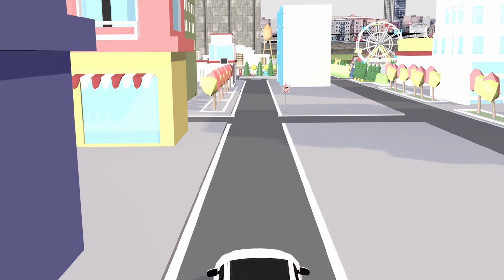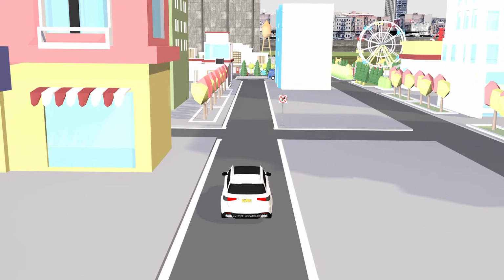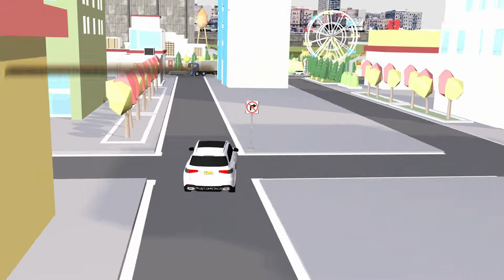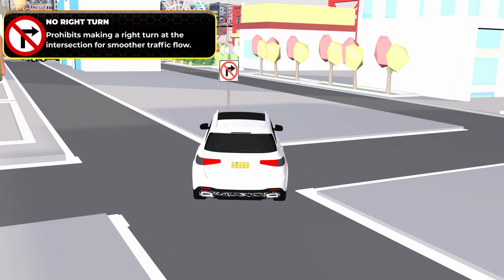This is the no right turn sign, and it means that making a right-hand turn at the upcoming junction is strictly prohibited.